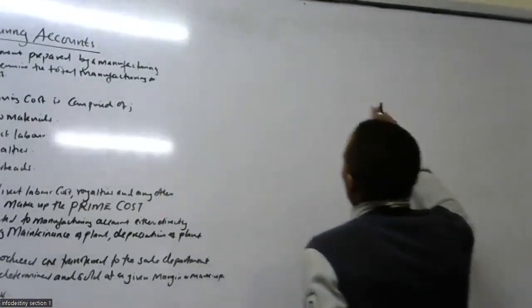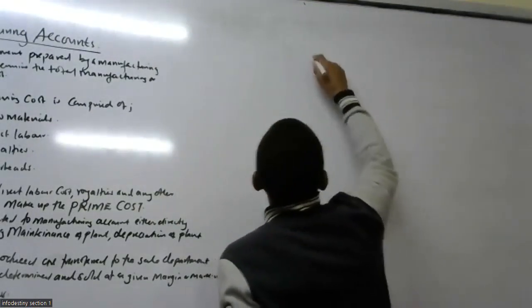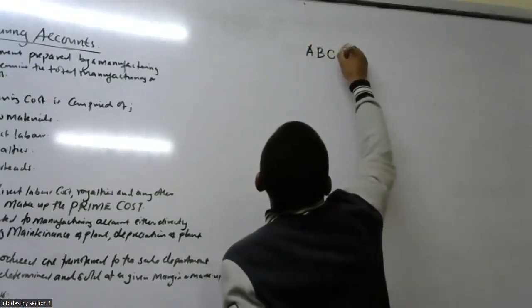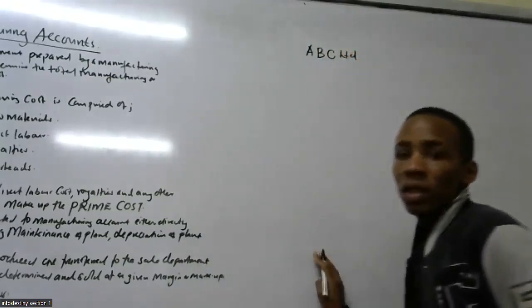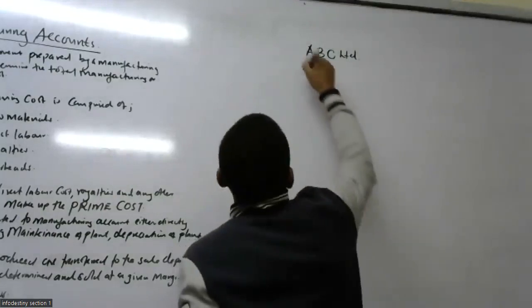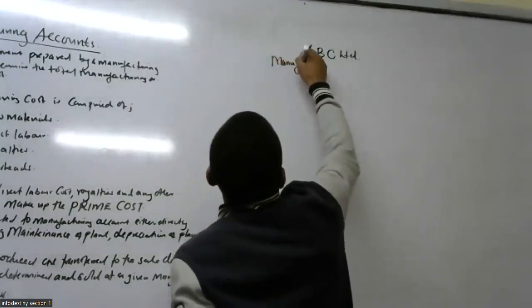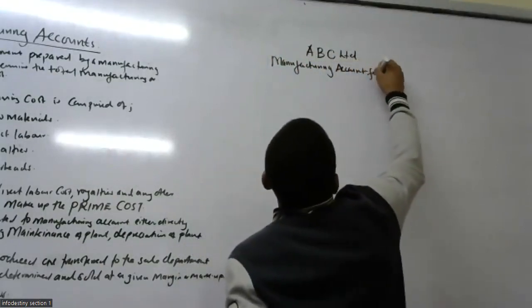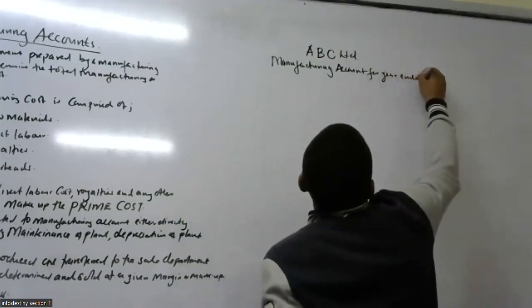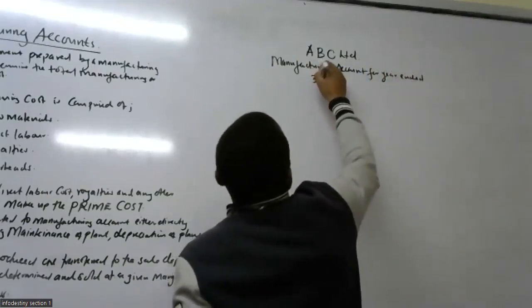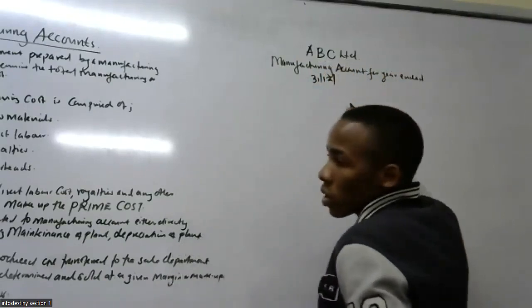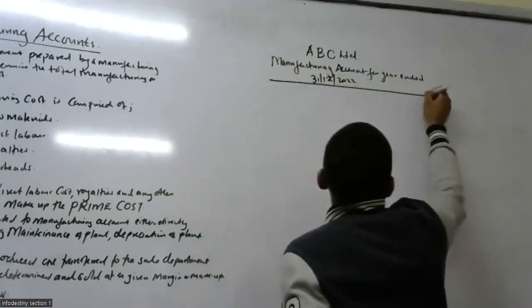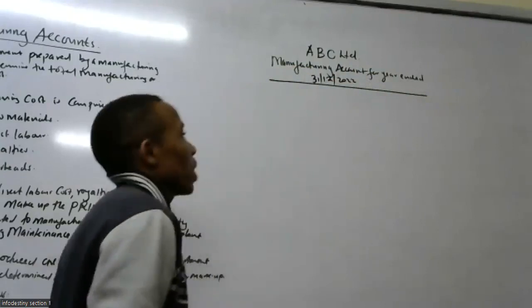So you're going to have ABC Limited, Manufacturing Account for the year ended 31st December. We can use just 2022. This is just the format.